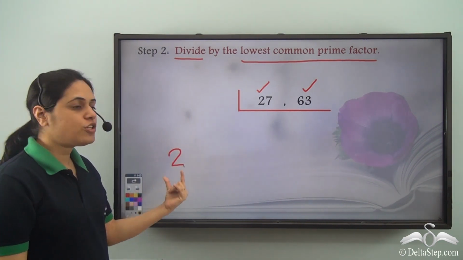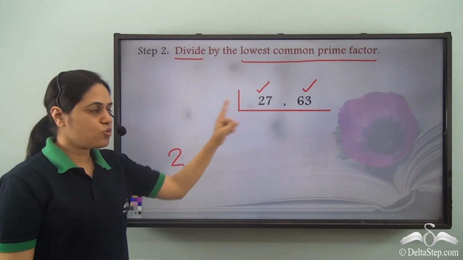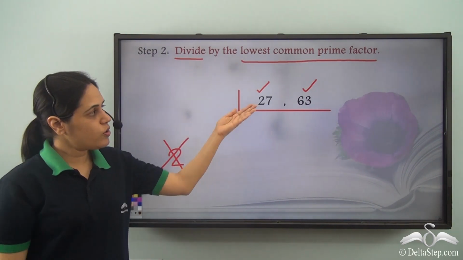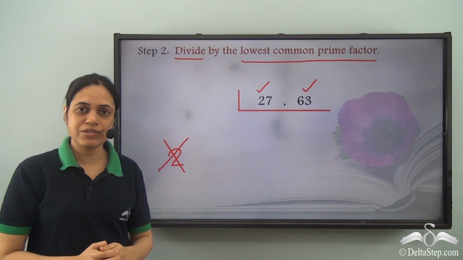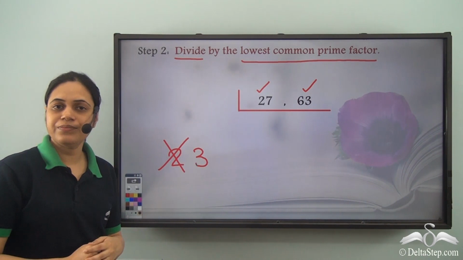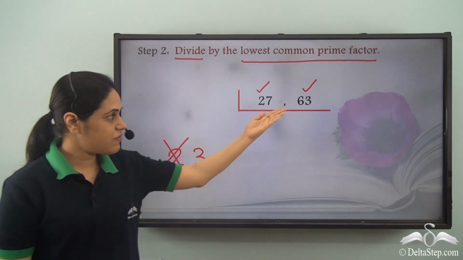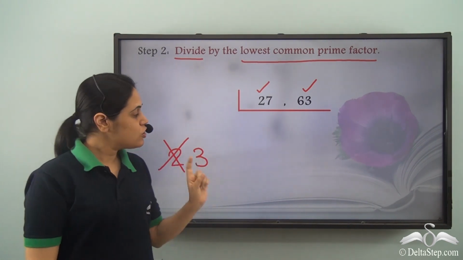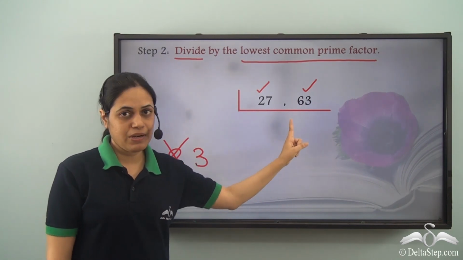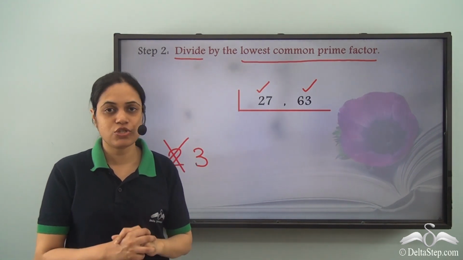I need to check whether 2 is a common factor of these two numbers or not. So does 2 divide 27? No. So 2 is not a common factor of these two numbers. So I go to the next prime number, which is 3. Does 3 divide 27? Yes. Does 3 divide 63? Yes. So 3 is a common factor of these two numbers. 3 is a prime number and 3 is the lowest common prime factor of these two numbers.